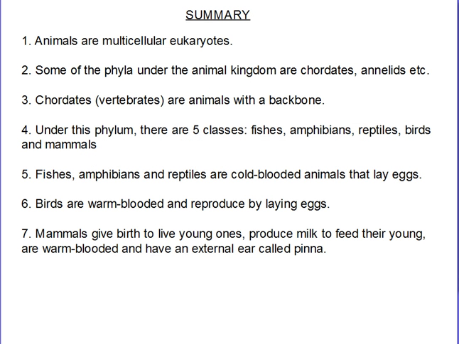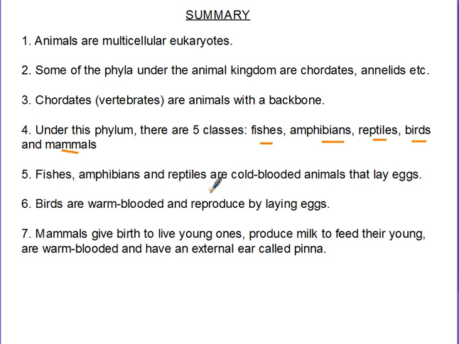Now in summary, mammals or animals are eukaryotic and then multicellular. So we are made up of more than one cell, and our cells have true nuclei. Remember, our cells also lack the cell wall. Some of the phyla under the animal kingdom are chordates and annelids. Chordates are animals with a backbone. There are 5 main classes. We have the fishes, amphibians, reptiles, birds, and mammals.